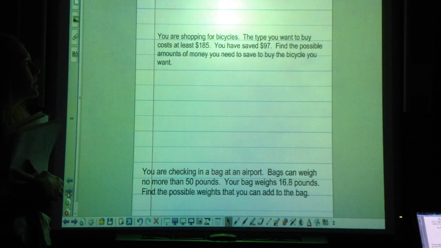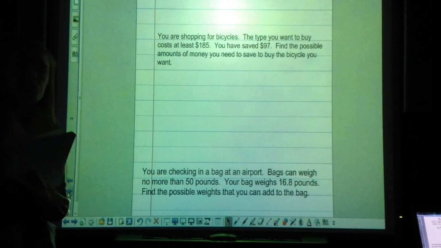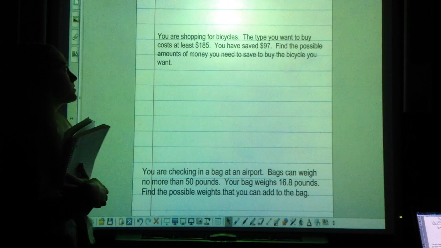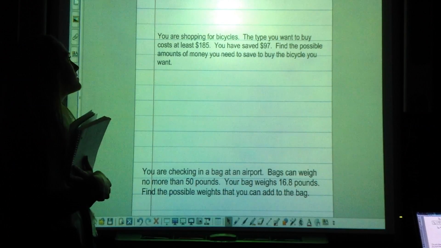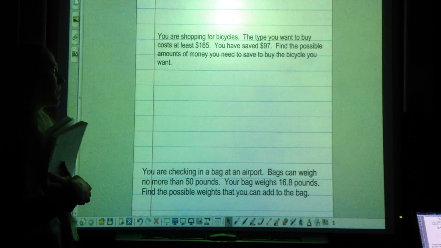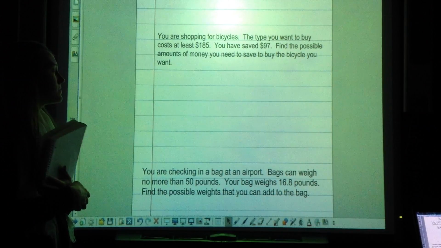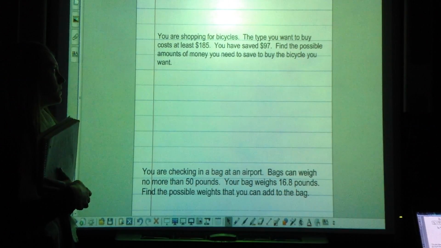We are going to write an inequality and solve for these word problems as well. You are shopping for bicycles. The type you want to buy costs at least $185. You have saved $97. Find the possible amounts of money you need to save to buy the bicycle you want.